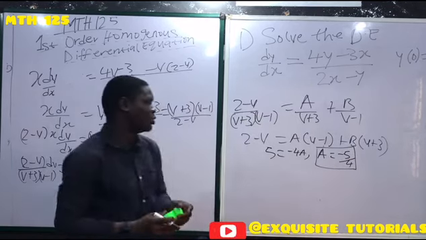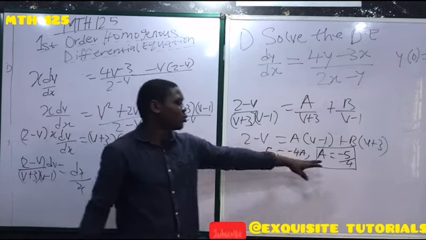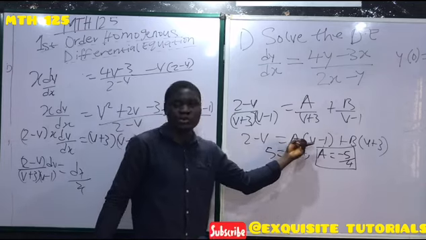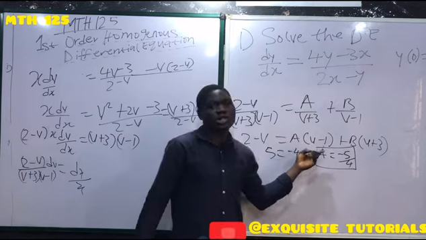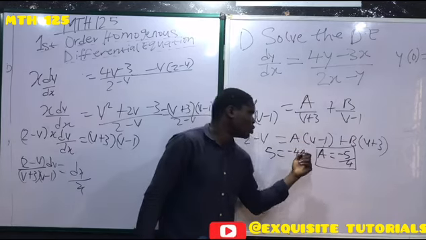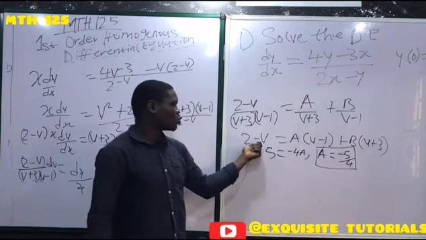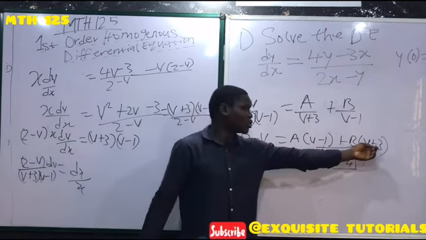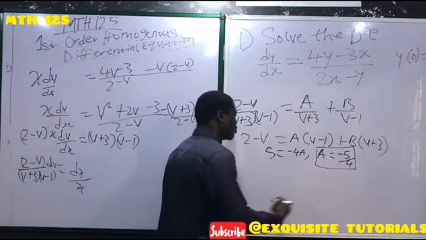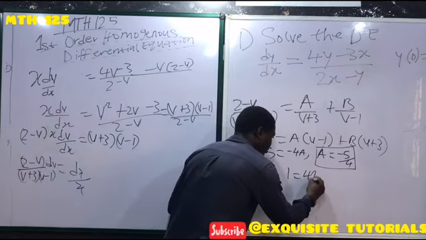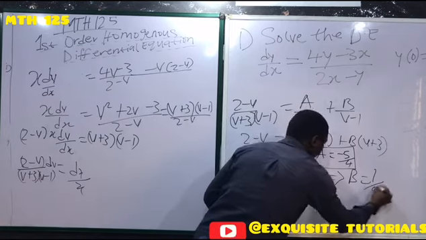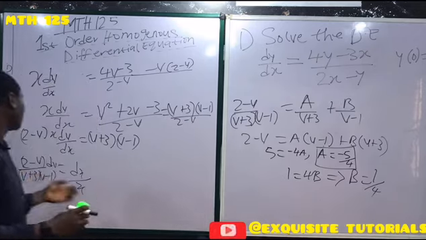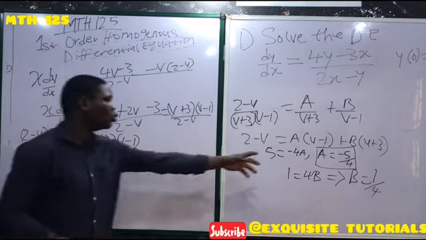This becomes our a. Then for what value of v will this expression be 0 so that we can get b? If v is 1, v minus 1 is 0, so this part is 0. We can get our b. 2 minus 1 is 1, 1 plus 3 is 4. So we have 1 is equal to 4b. Then our b is equal to 1 over 4. So instead of writing this as this, we can change it to this.